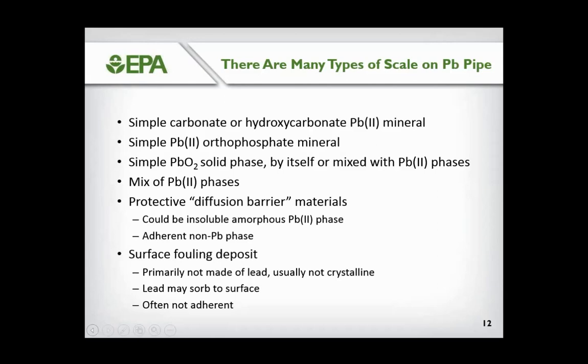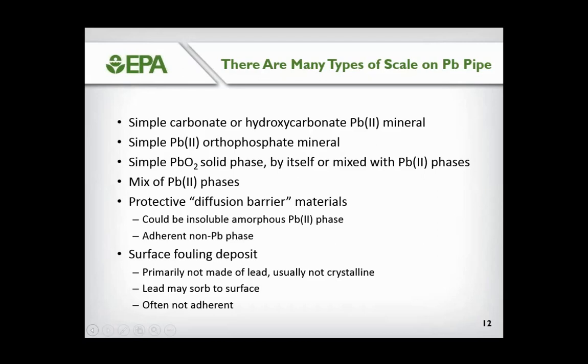Now, when you look at lead pipe scales, there are many kinds of pipe scales on the lead pipes. They can be the simple carbonates and hydroxides, simple lead 2 orthophosphate minerals, and simple lead 4 oxides, all described and assumed under the development of the rule. But there can also be mixtures of lead 2 phases. And there can also be diffusion barriers, materials that aren't really lead corrosion byproducts, but that can prevent the release and migration of lead into the water.